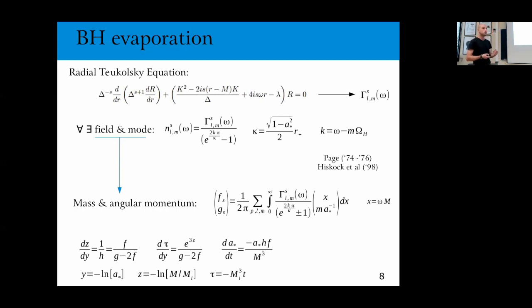And it is possible to track the loss of energy and angular momentum of the black hole through these two functions called depleting functions, given by this formula here. This is a standard procedure well described in Page's trilogy from the 70s and later on in some papers of Hiscock et al. And so using some differential equations, it is possible to track the evolution of spin and mass of the black hole throughout the lifetime of the black hole itself, given the initial condition of the black hole.